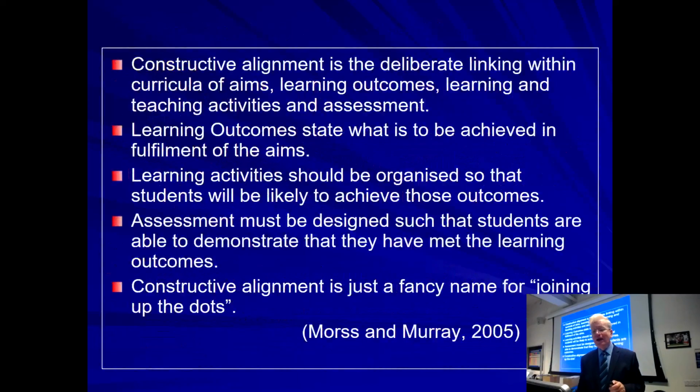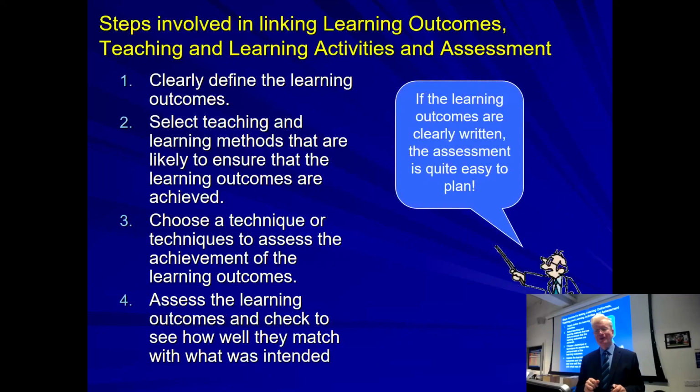But Morse and Murray, in talking about constructive alignment, spoke about it very well. They said constructive alignment is just a fancy name for joining up the dots. Now, what dots are they talking about? They're talking about the various ingredients. They said, here we are, we define the learning outcomes. Then we have teaching and learning methods to achieve the learning outcomes. Then we choose a technique to assess the extent to which the students have achieved the learning outcomes. Then we assess the learning outcomes and check to see how well they match with what was intended.